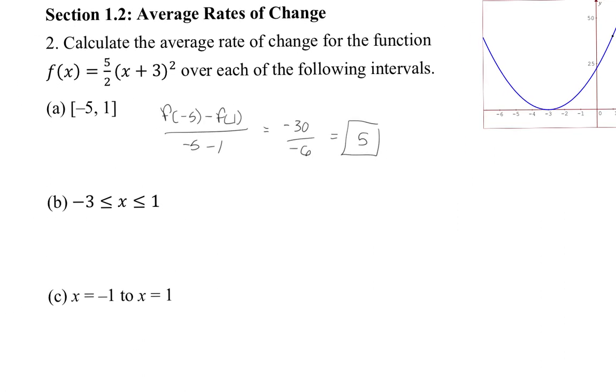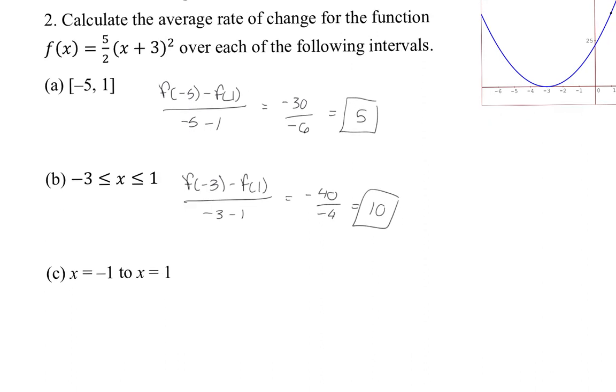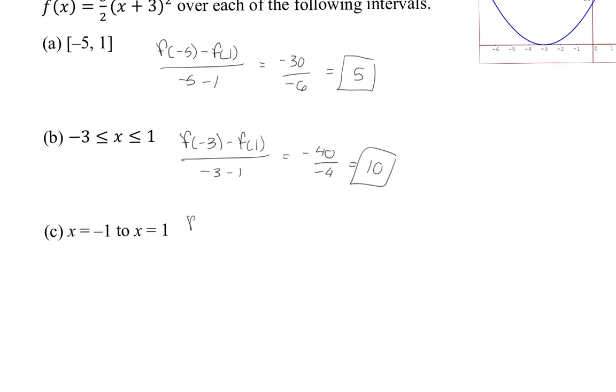The next two are going to be done in the same way. So f of negative 3 minus f of 1 over negative 3 minus 1 will give us negative 40 over negative 4, or 10. And then, on to the last one, f of negative 1 minus f of 1 over negative 1 minus 1. That's going to give us negative 30 over negative 2 this time, which has an average rate of change of 15.